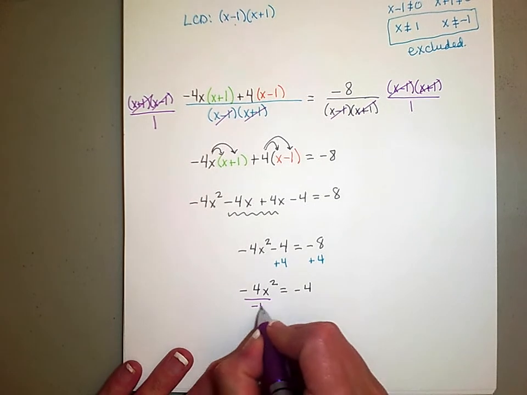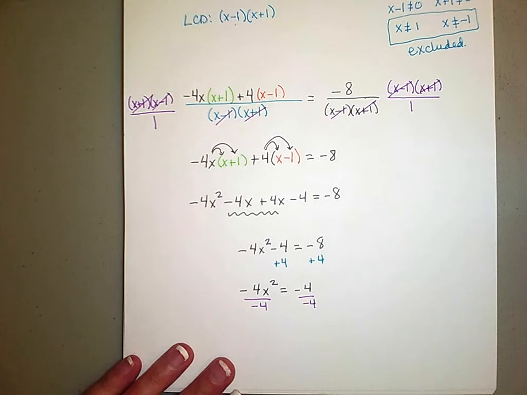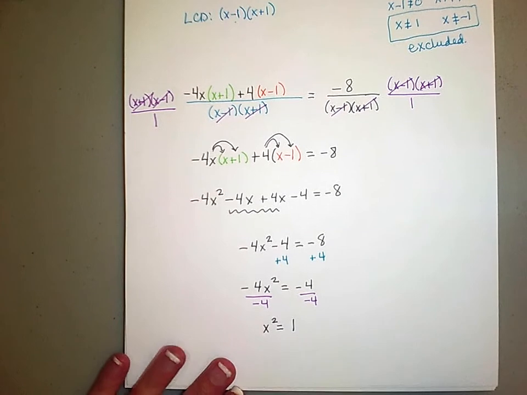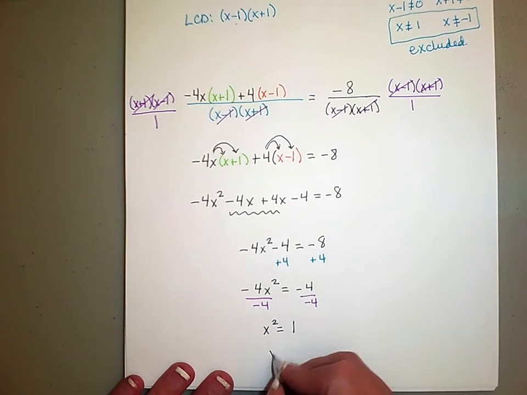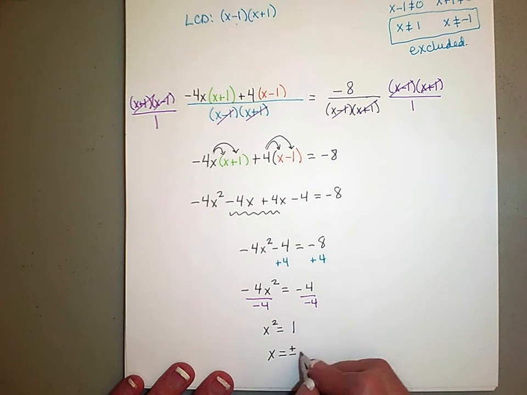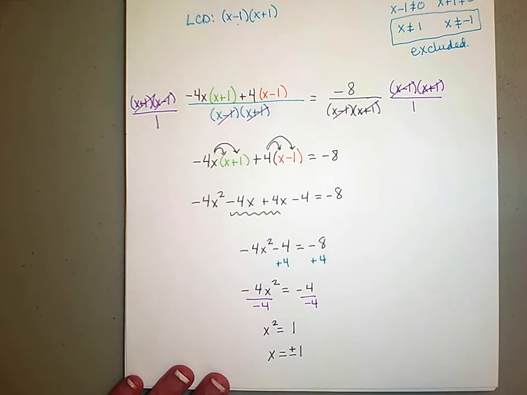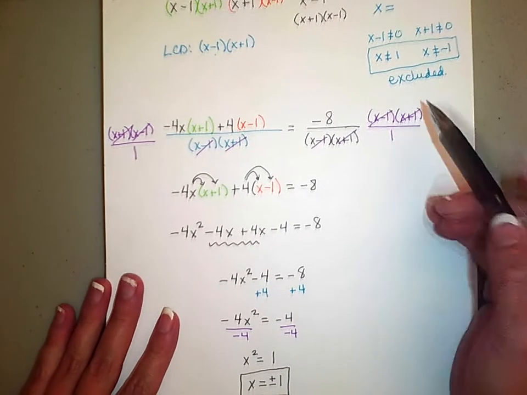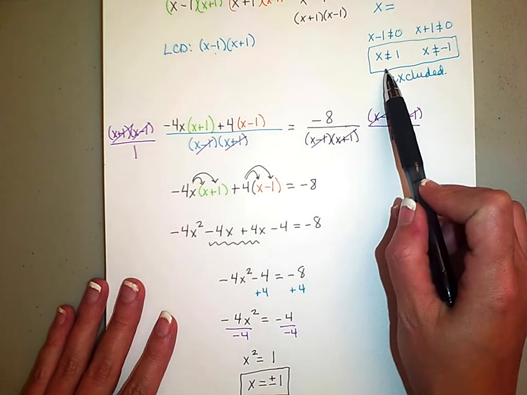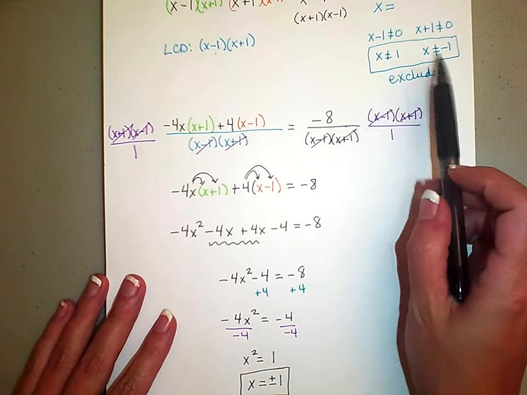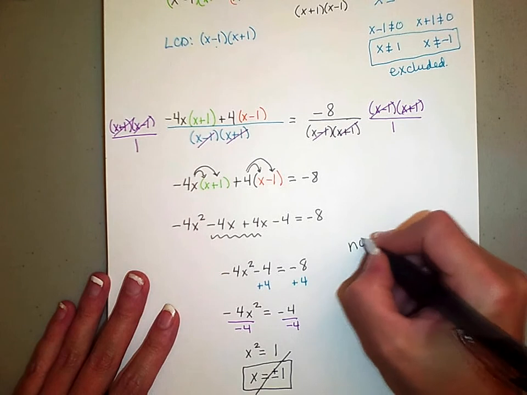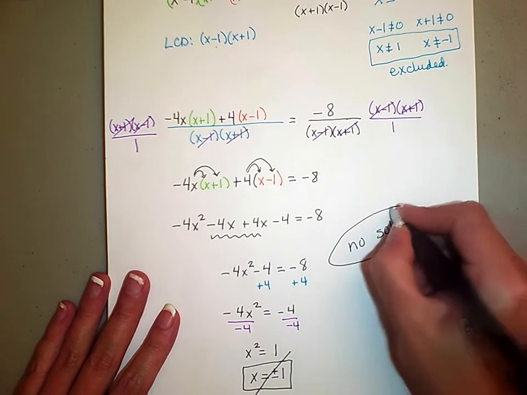We can divide through by negative 4. So x squared will be equal to positive 1. So that when we take the square root, x will be equal to plus or minus 1. So these are what we would think our solution would be. However, we need to come back and check our excluded values. And we see the values that we have to exclude are exactly what we've come up with, plus or minus 1. So in fact, neither of these solutions are good, and there is no solution to this equation.